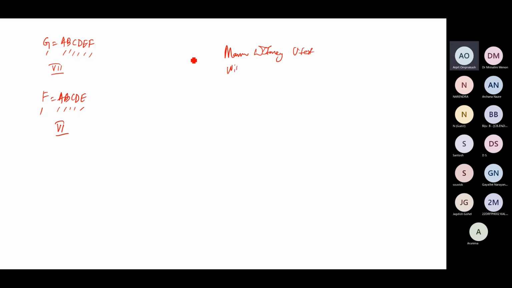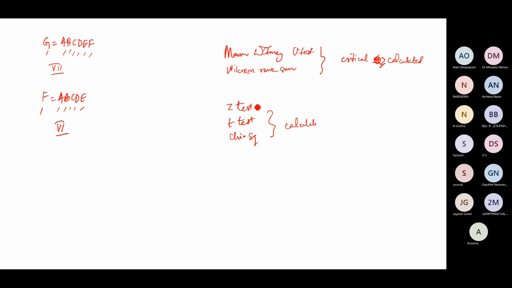And Wilcoxon rank sum test. In these, you have to check if the critical value is greater than or equal to the calculated value. In other tests like Z test, T test, and chi-square, you have to check if the calculated value is greater than the critical value.